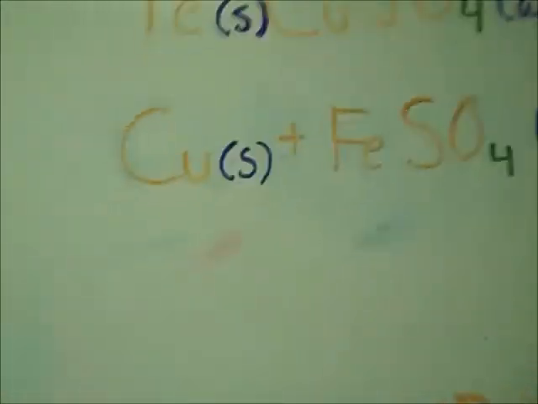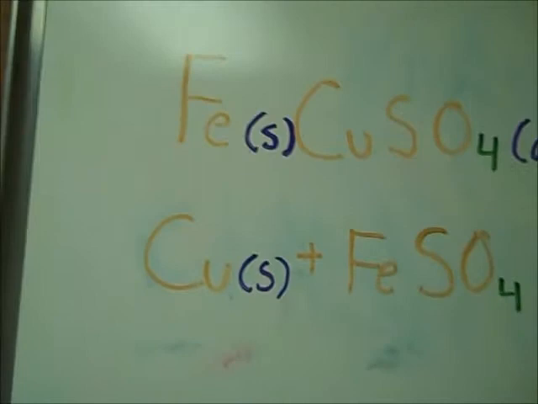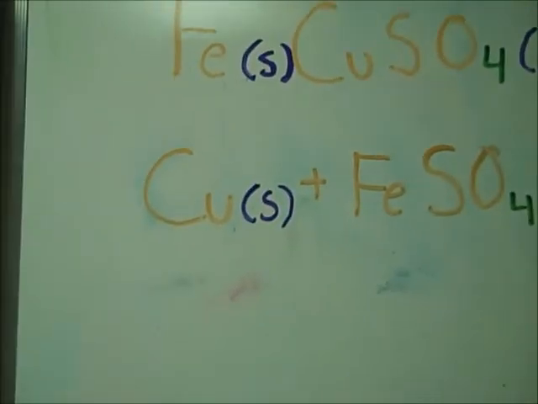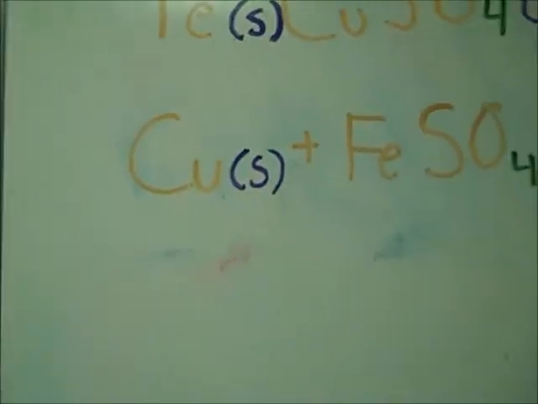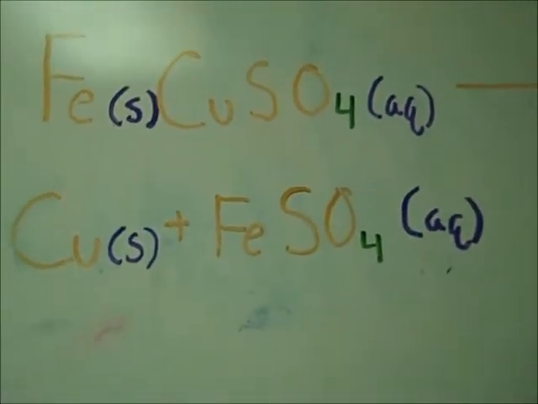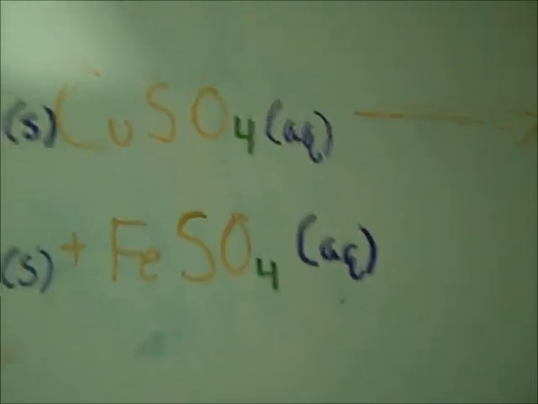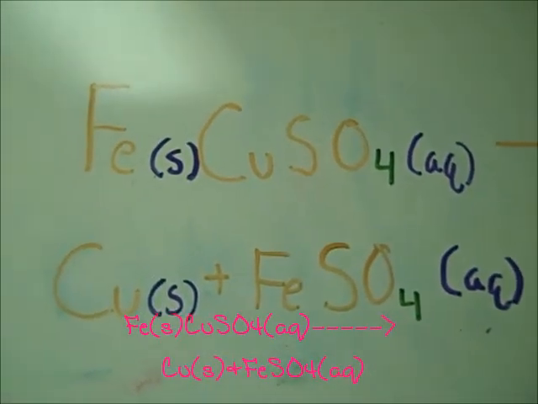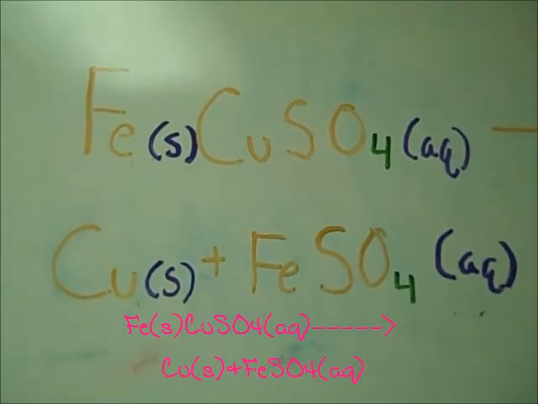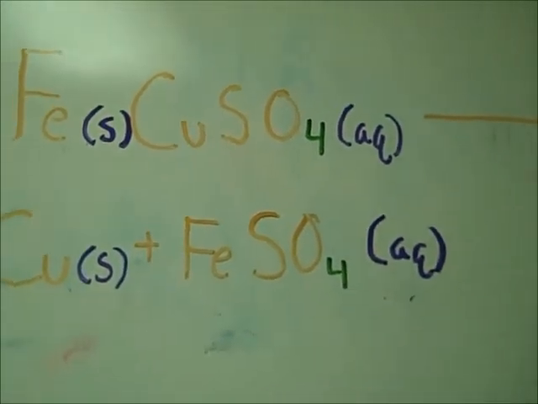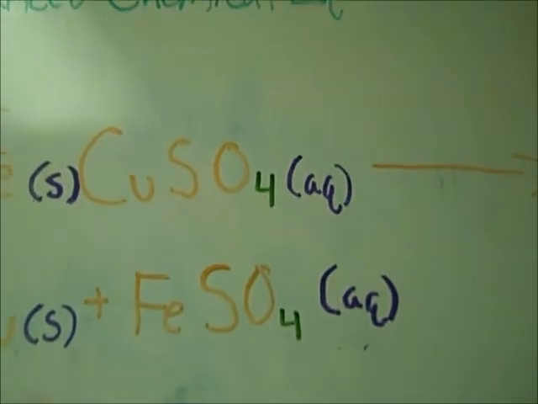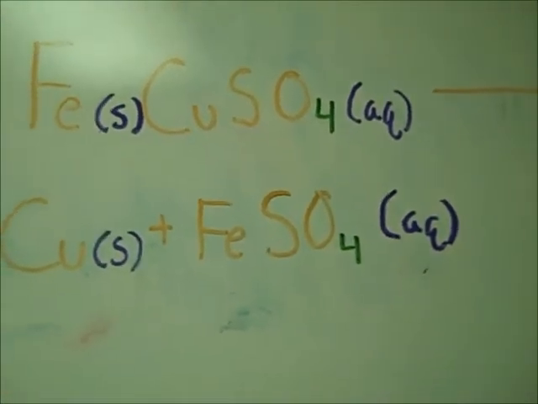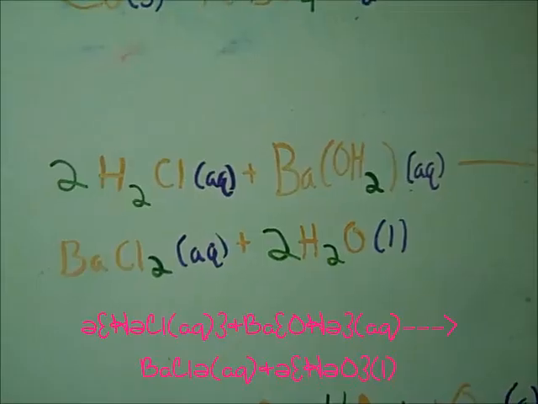Produces the product Cu, copper, and the S symbol means it's a solid because metal is a solid, plus FeSO4, aqueous. And as you can see, there is one of every atom except oxygen, of which there are 4 on both sides. So this equation is balanced.